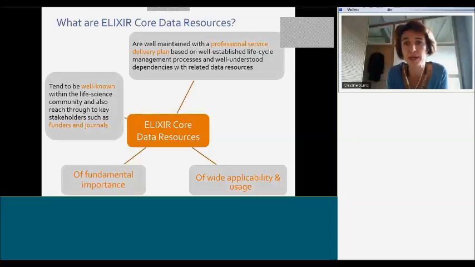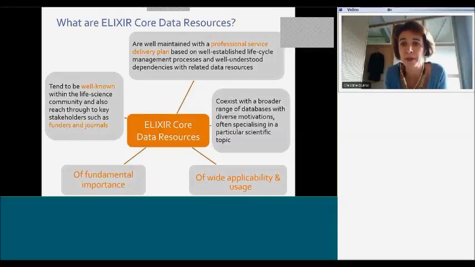They're very well maintained. They have a professional service delivery plan based on well-established life science management processes, and they have very well understood dependencies with related data resources. So they don't operate in isolation. These core data resources typically coexist with a very broad range of other databases with diverse motivations, which are typically specializing in a particular scientific topic.